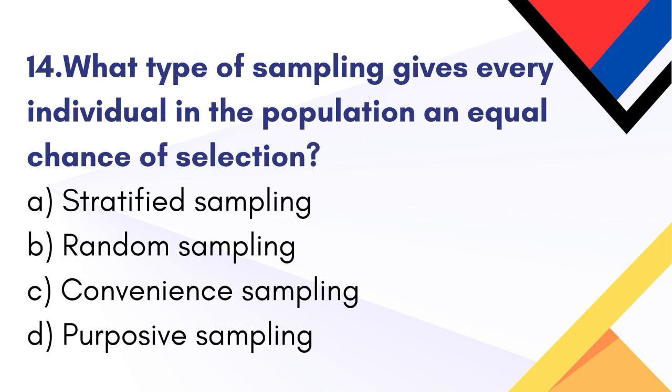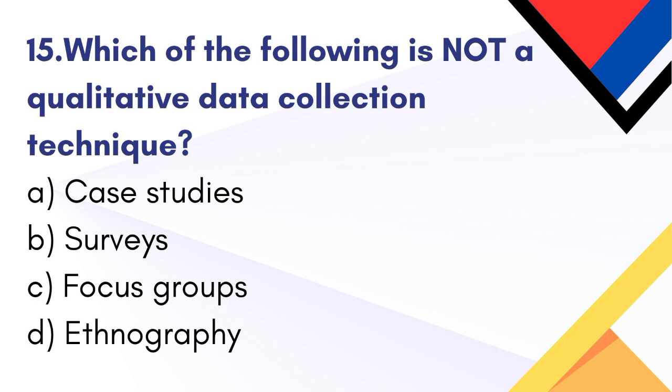What type of sampling gives every individual in the population an equal chance of selection? Stratified sampling, random sampling, convenience sampling, purposive sampling. Which of the following is not a qualitative data collection technique? Case studies, surveys, focus groups, ethnography.